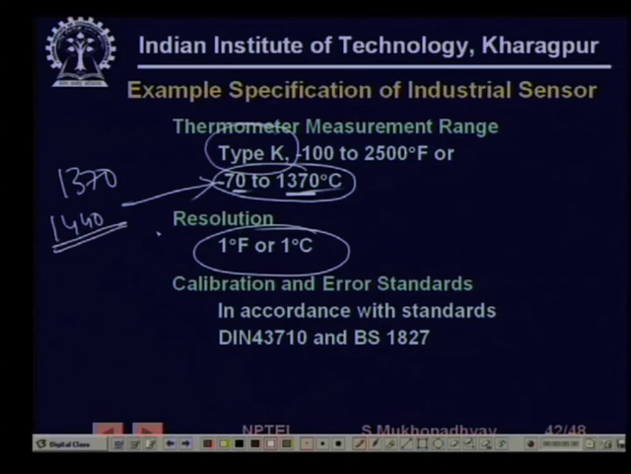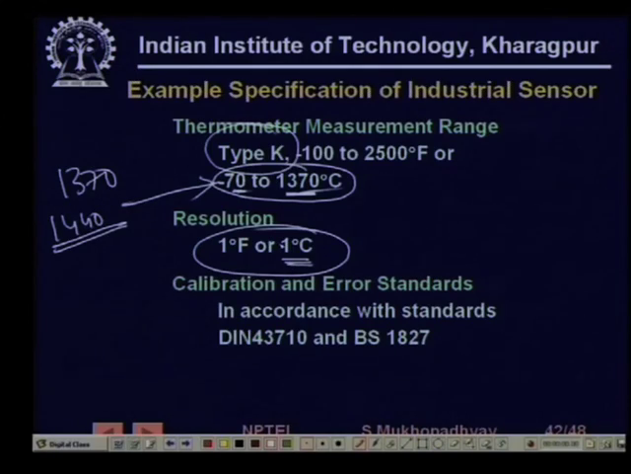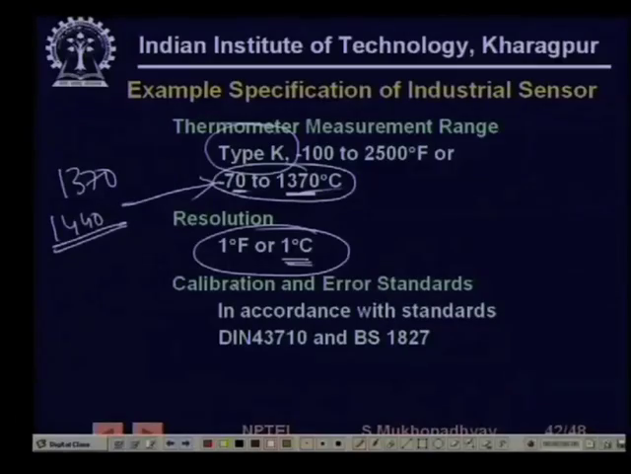The resolution is 1 degree F or 1 degree C, actually whichever scale you use, because the resolution of the basic sensor is the same, while depending on the scale that you choose, you can have different kinds of electronics. So, the resolution also varies. Here it is stated as 1 degree centigrade. So, the minimum change that can be detected by the sensor is 1 degree centigrade.